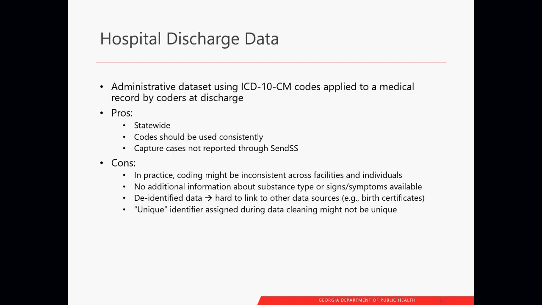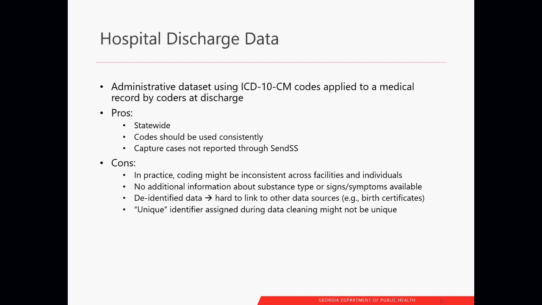There are two main data sources that we use for NAS surveillance. The first is hospital discharge data. This is an administrative data set that uses ICD-10 codes that are applied to a medical record by coders once a patient is discharged from a hospital or a facility. The benefits of hospital discharge data is that it's statewide. Codes should be applied consistently, and this method captures cases that are not reported through SINS.